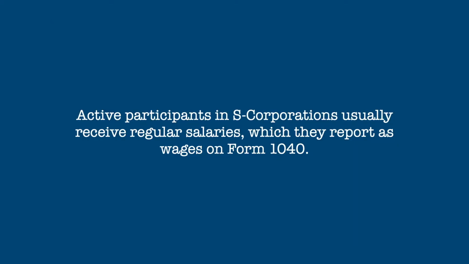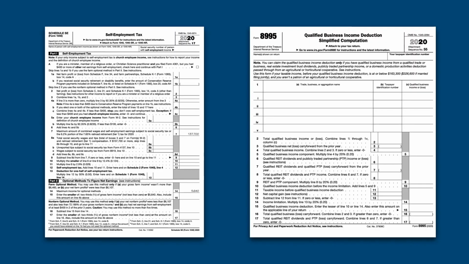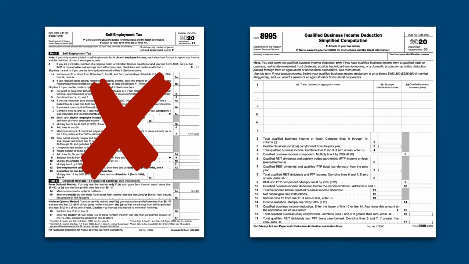Active participants in S corporations are usually paid regular salaries by the corporation, which the members report as regular wages on Line 1 of Form 1040. If this is the case, any residual profit reported to the member on Form K-1 is not subject to self-employment tax, but is eligible for the qualified business income deduction.